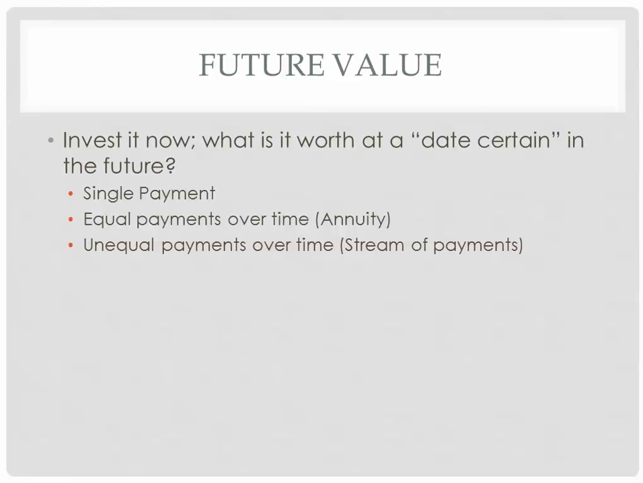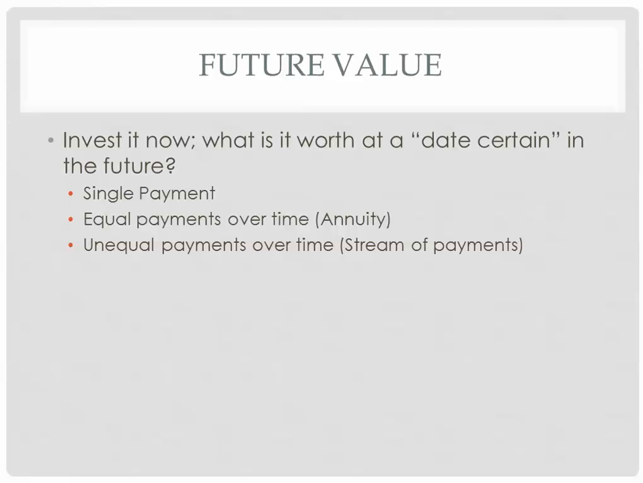Future value, let's dig deeper into that. Question is, if we invest it now, what's it going to be worth in the future at a specific time? We can either invest a single payment, say $100,000, put it away today. What's it going to be worth in 10 years? We can do equal payments, which would be $1,000 a year for the next 18 years. What's it worth at the end of that 18-year period? Or we can do unequal payments over time. $1,000 in year 1, $2,000 in year 2, $1,000 in year 3, $4,000 in year 4. And we have a method for figuring out exactly what the future value will be of all those payments, even though they're unequal.